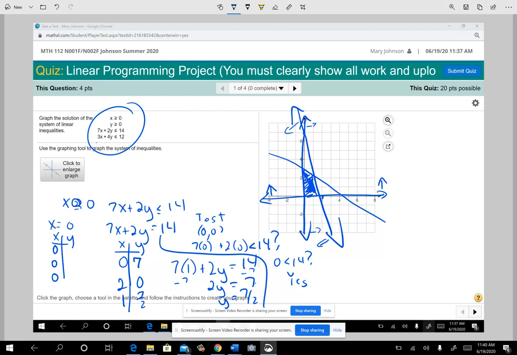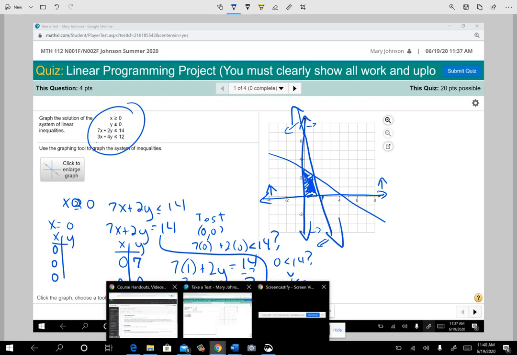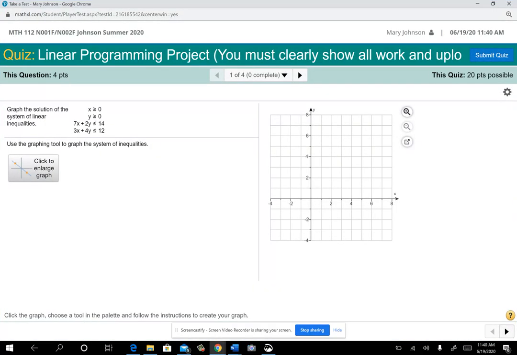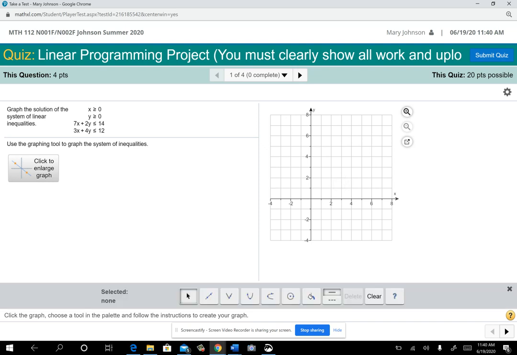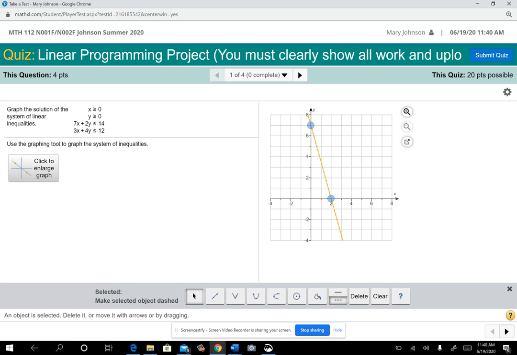Now I'm going to go back to the actual tool to make sure you know how to use the line tool and the shading tool. So let's say I'm trying to graph the 7x plus 2y is less than or equal to 14. When you click on the graph, you have the option of choosing your tools. So I'm going to pick the line tool. And when I do, I go to my graph and I start plotting the points. So I know that point, and then it was 0, 7, and see how it made a line happen. And when you're doing inequalities, you sometimes need a solid line, sometimes need a dashed line. See how I can toggle back and forth?